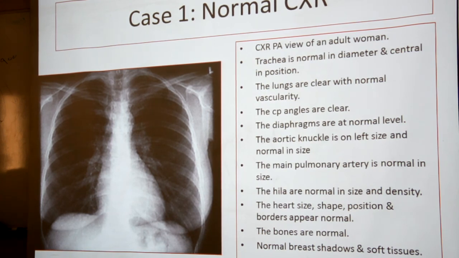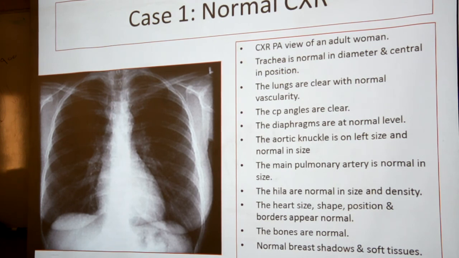So you see, I covered all the points. Okay, maybe I jumped something before the others, but this is not absolutely 100% accurate. But you remember all these points, you have to cover quickly, looking at it: is it normal or not?